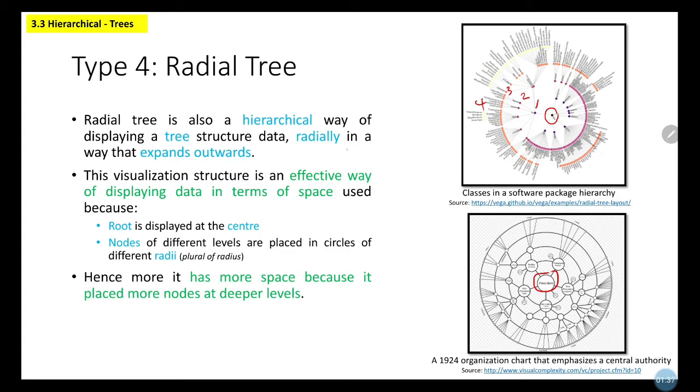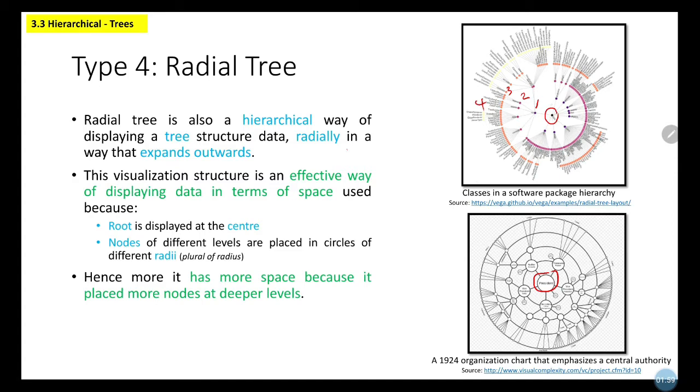So that's why this type of structure is more effective in terms of the space use. And we can place more nodes at deeper levels. Deeper levels mean as we go outwards from the center.